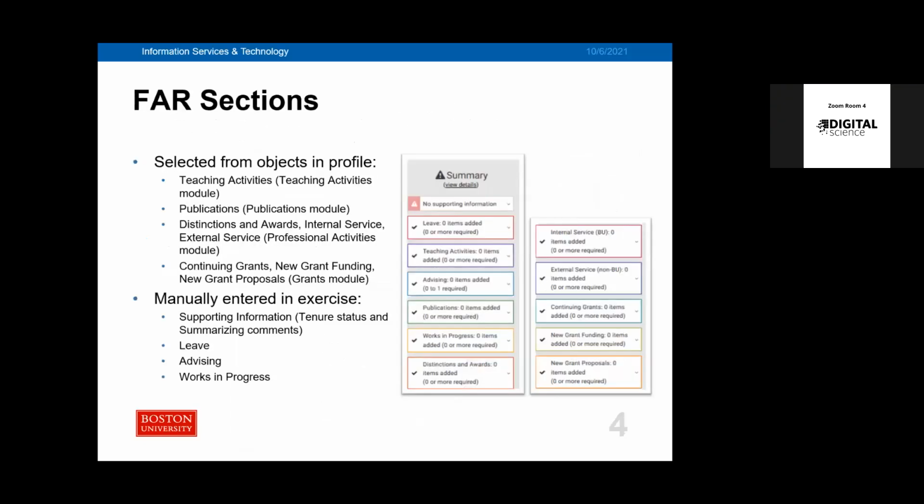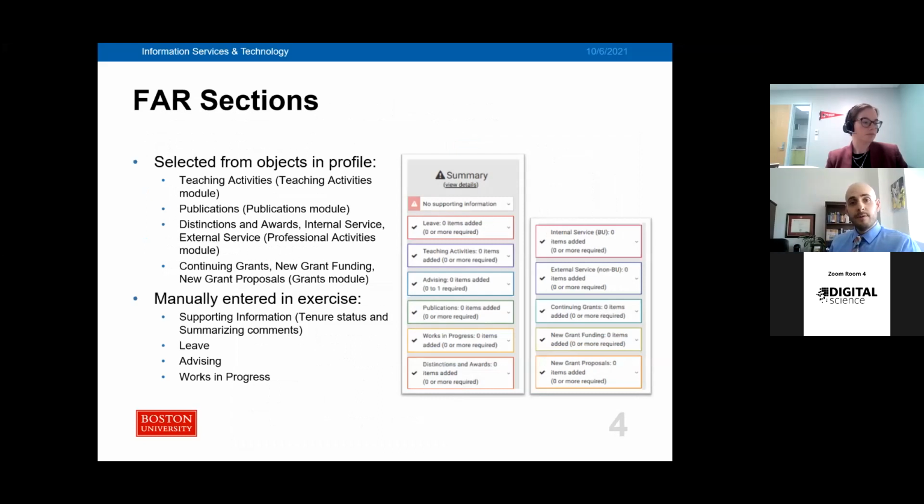In terms of the types of information we're collecting for the annual reports, as I mentioned, there are objects that are pulling right from users' Elements profiles. So things like teaching, publications, awards, service, and grants are all pulling from those related modules in Elements. But there's also a decent amount of information that is collected on a yearly basis within the assessment exercises themselves.